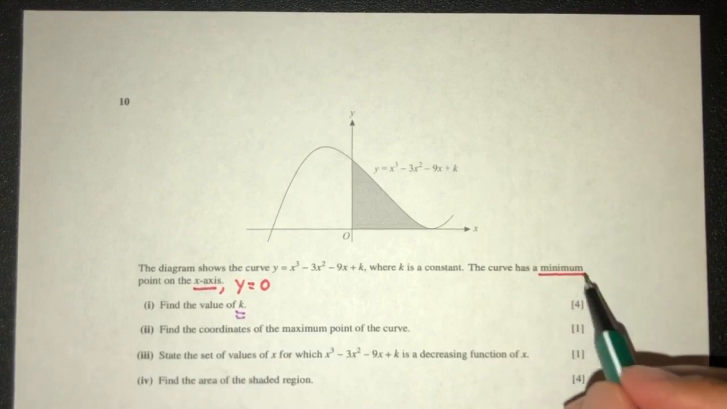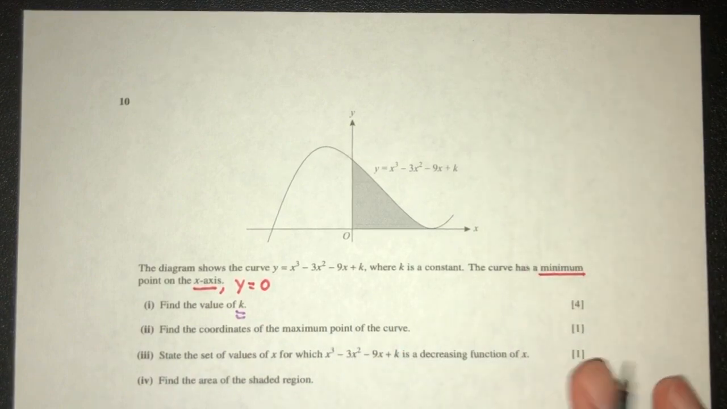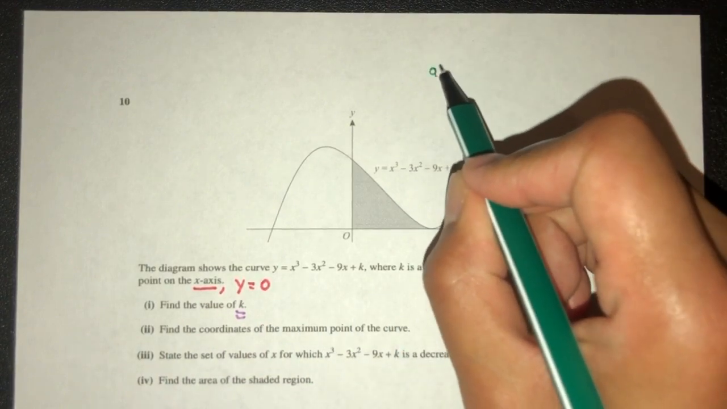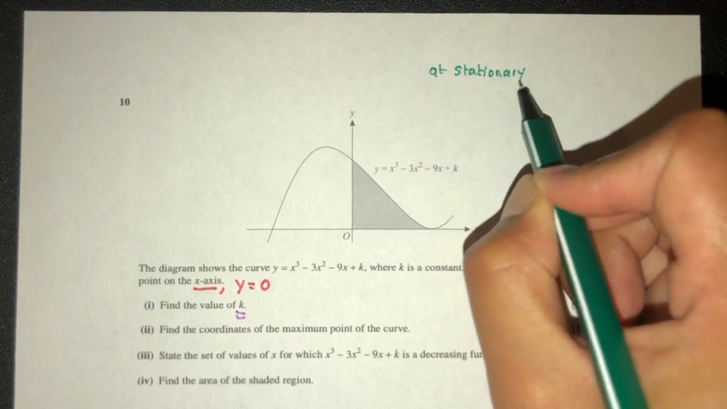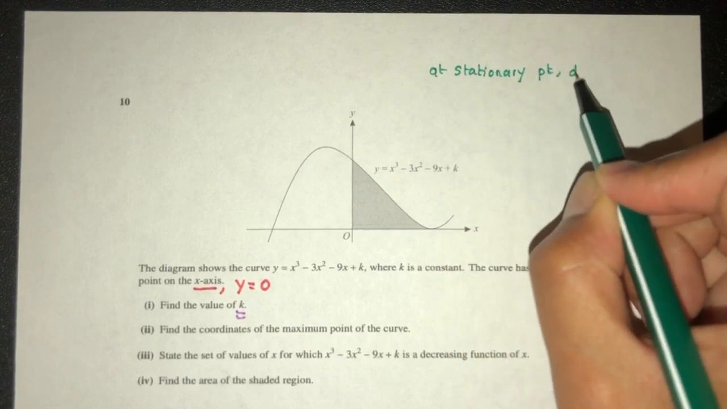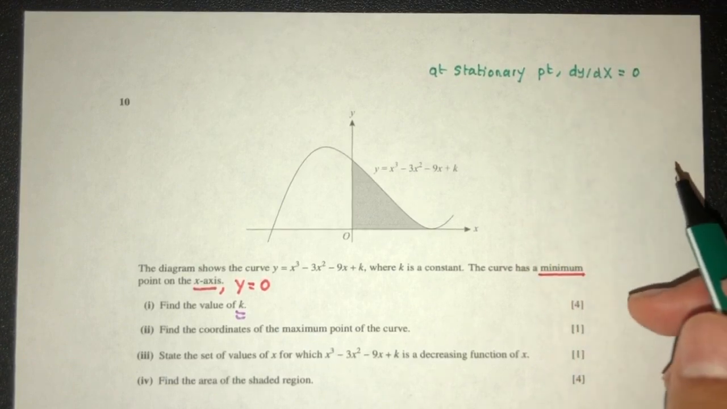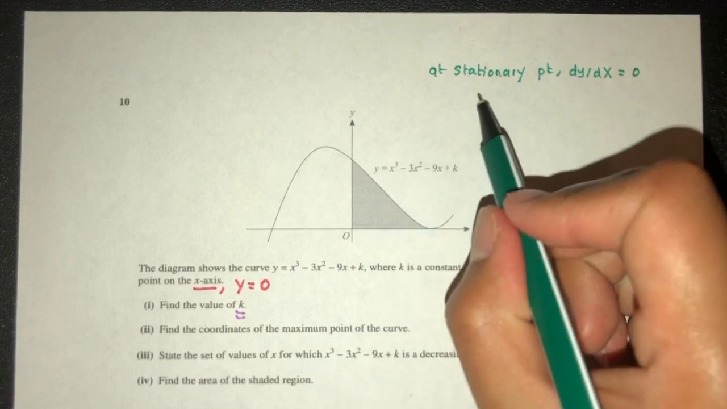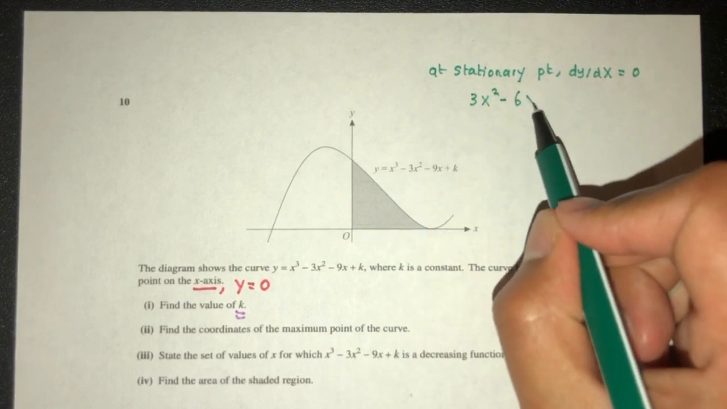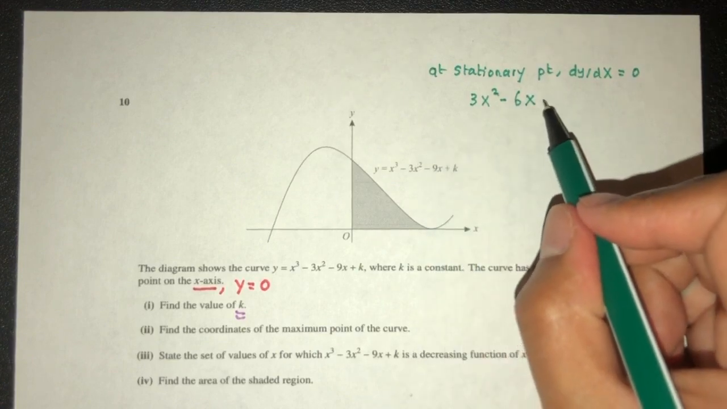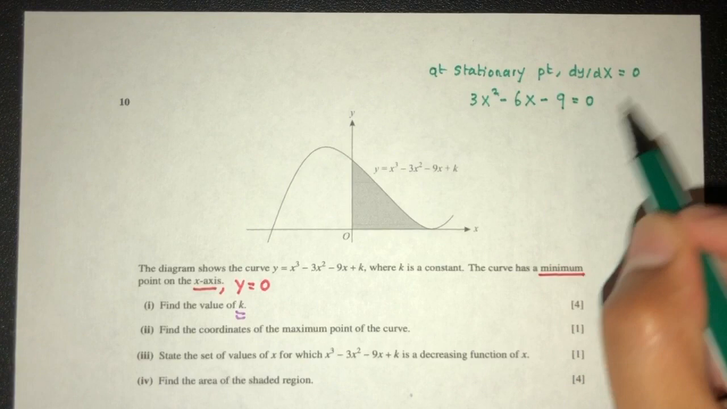Now we know that at the stationary point, what happens? Let me write this down because this comes up all the time. At a stationary point, we know dy/dx has to be 0. So dy/dx will be 3x squared minus 6x minus 9, which has to be 0.